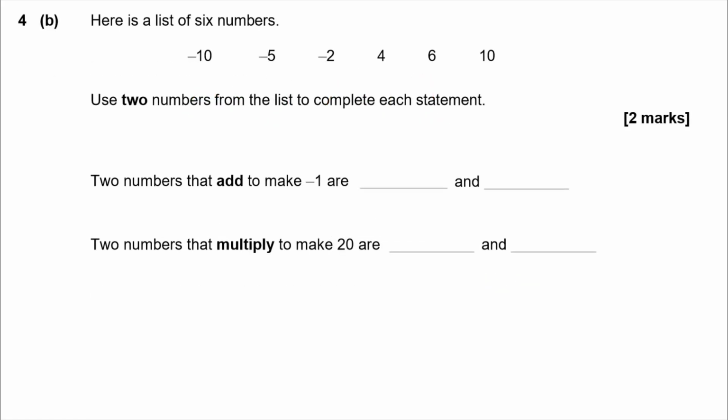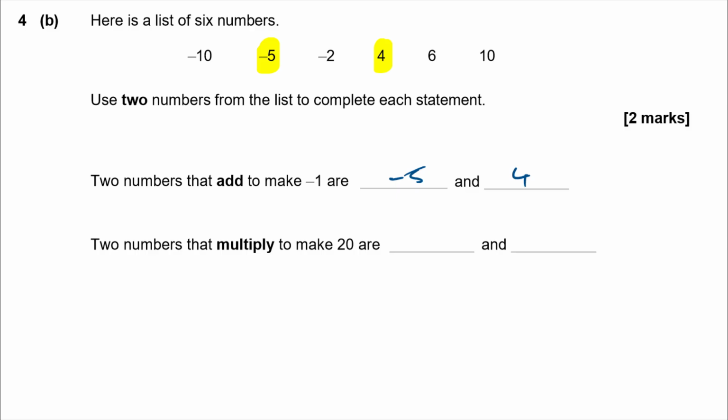Part B says here is a list of 6 numbers. Use 2 numbers from the list to complete each statement. 2 numbers that add to make -1 are. Okay, so we need 2 numbers that are mathematically close together but opposite signs. I think that's going to be -5 and 4, isn't it? Because if I take -5 and add 4 onto it on the number line, it's going to take me up to -1. So that one's -5 and 4.